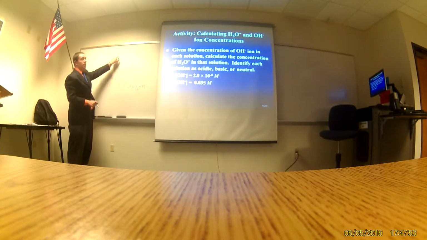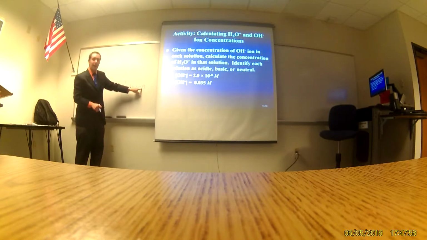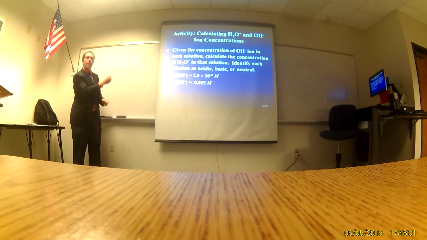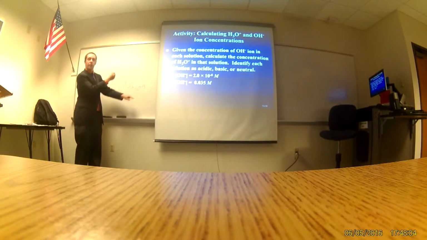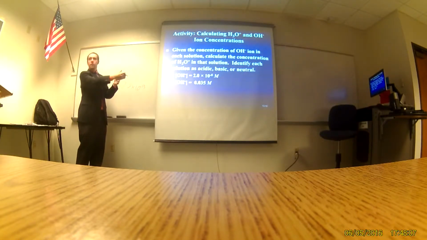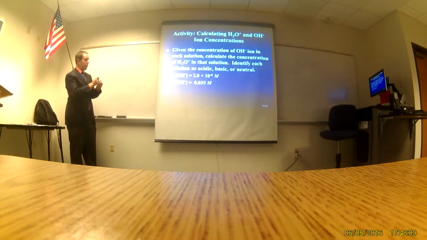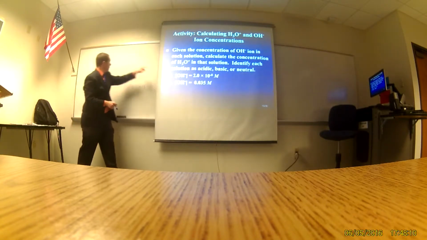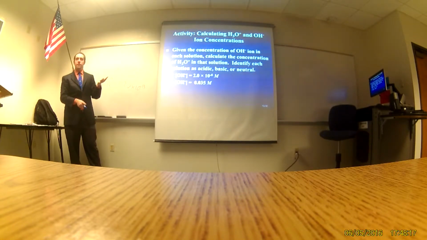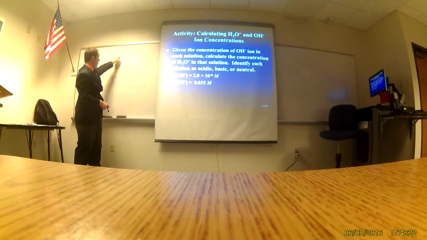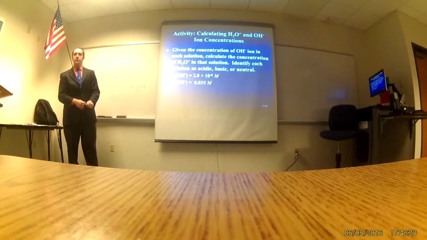The top one is actually the bigger one. Because it's negative, remember the exponent is telling us how many zeros to put in there. So the more negative our exponent, the more zeros we have, and our number gets smaller and smaller. So our hydroxide ion concentration is much, much higher than the hydronium ion concentration. So is this acidic or basic? Basic. We have more OH negative than we have H3O plus.